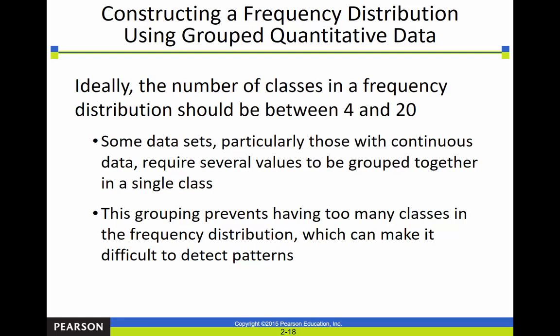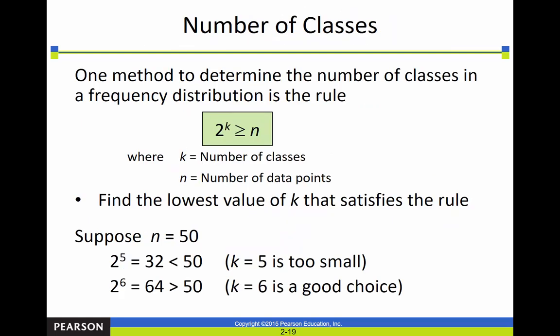So here's some basic instructions, and I will read that top part to you. Ideally, the number of classes in a frequency distribution should be between 4 and 20. That is because if we get less than that, it doesn't tell us much by looking at the frequency distribution. And if we get more than 20, there's just too much information there. So what we do is we try to lump together, maybe we'll say 4 to 6 and 7 to 9, etc. And that allows us to limit the number of classes that we're going to use.